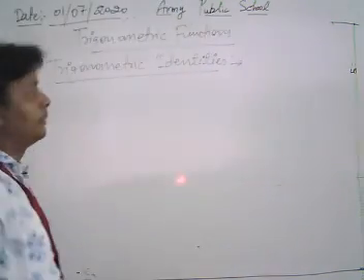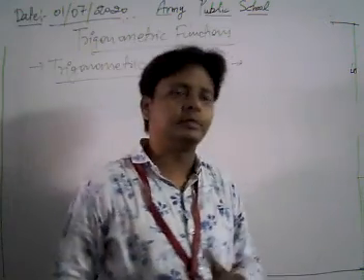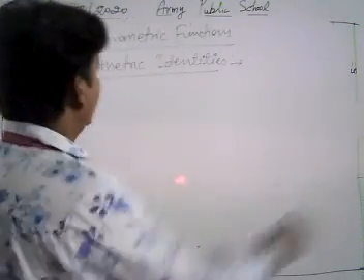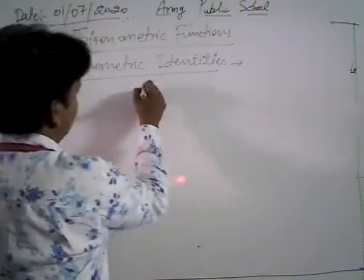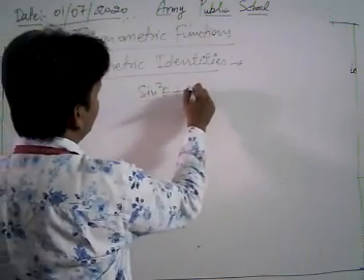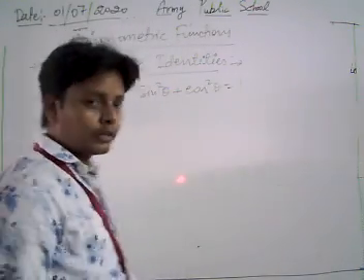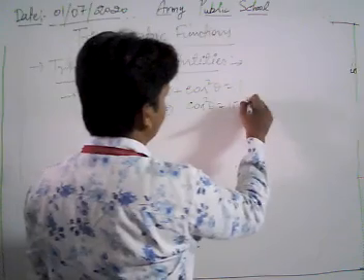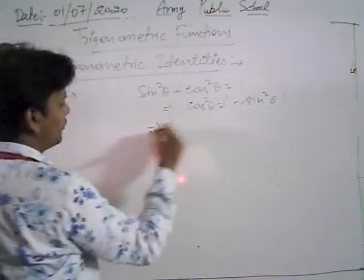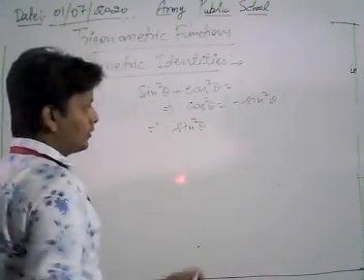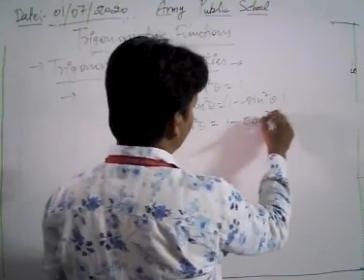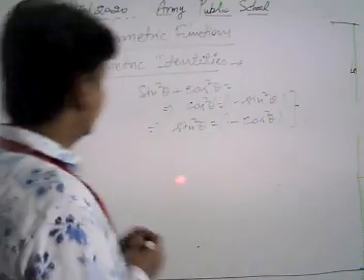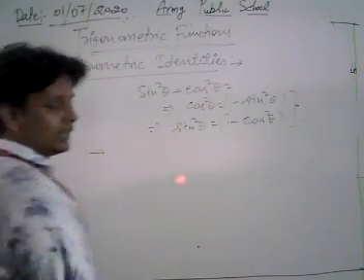Let's see some important trigonometric identities we also discussed in previous classes, that is in class 10. Here your first trigonometric identity is sin square theta plus cos square theta is equal to 1. You know that very well. And here we find cos square theta is equal to 1 minus sin square theta. Also, we can write sin square theta as 1 minus cos square theta.